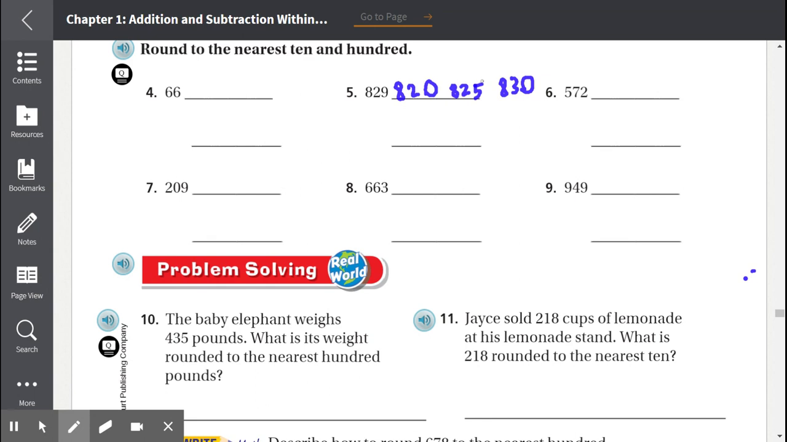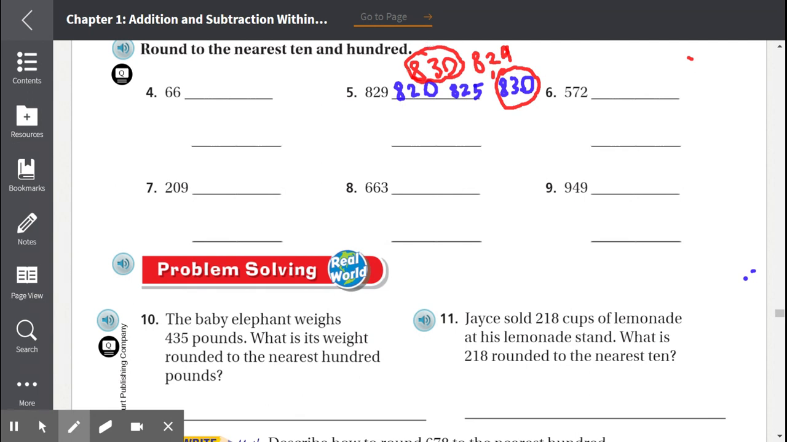Now, let's see which one 829 falls closest to. 829 would be right before 830. So 829 would be right here. So that means it is a lot closer to 830 than it is to 820. So 829 rounded to the nearest 10 is 830.